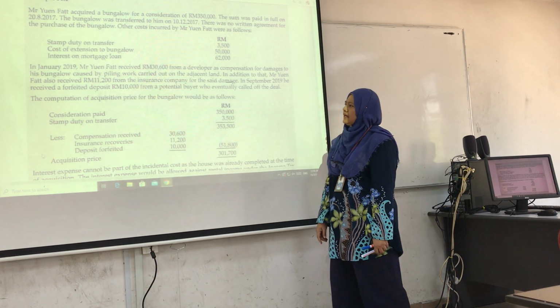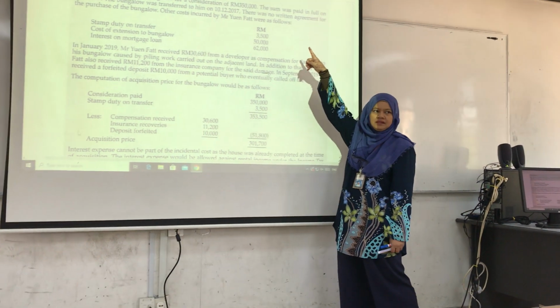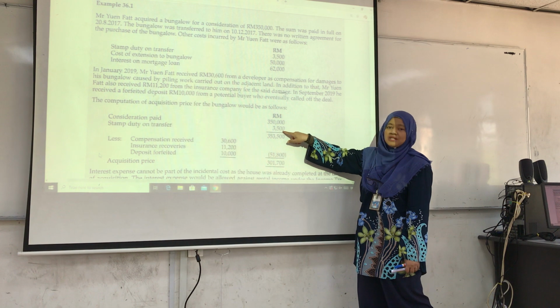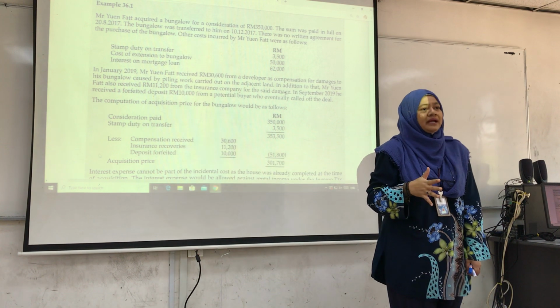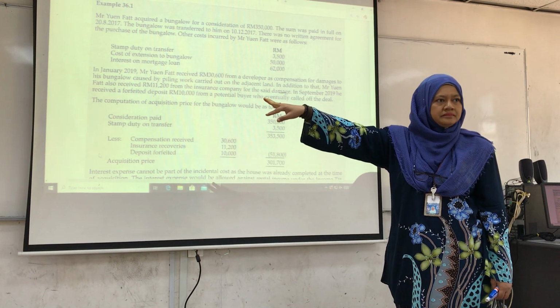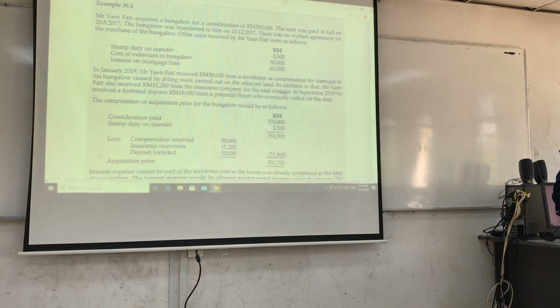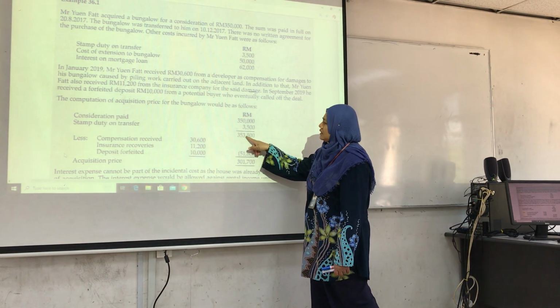For example, here it says that the computation of acquisition price for the bungalow would be as follows. One is the consideration you paid for the house, which is 350,000, and then you have stamp duty on transfer, 3,005. What about your cost of extension? Is it in the acquisition price? No, because it's none of these three items. Even though it's a cost to you, that is not your acquisition price. It doesn't fall into any of those. What about interest on mortgage loan? No. Previously, yes, but now it's no longer part of incidental cost. So in this case, your acquisition price is only 353,005.